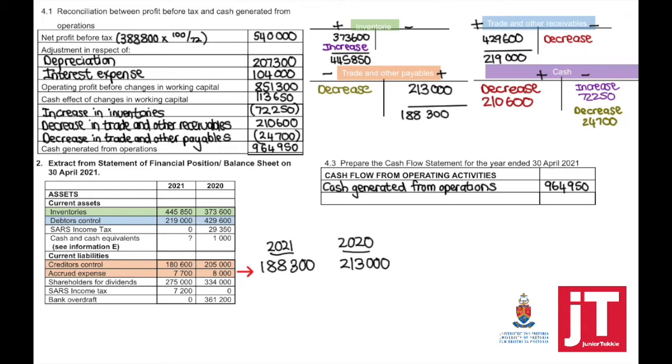Now at the same time, you have to complete and prepare the cash flow statement. Take it to the cash flow statement, question 4.3, and show cash generated from operation. Make sure that your answer corresponds with that which you have calculated.